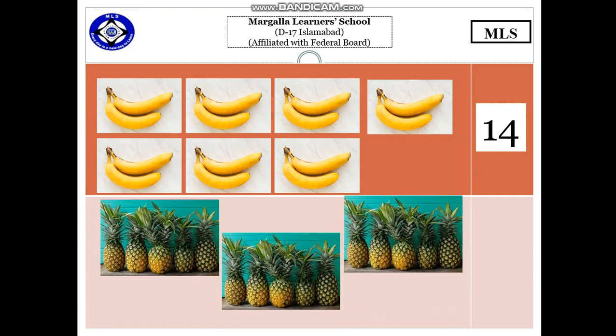Okay, now let's count the pineapples. There are 1, 2, 3, 4, 5, 6, 7, 8, 9, 10, 11, 12, 13, 14, 15 pineapples. This is how you write 15.